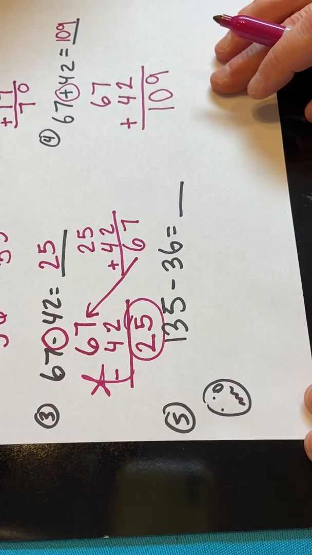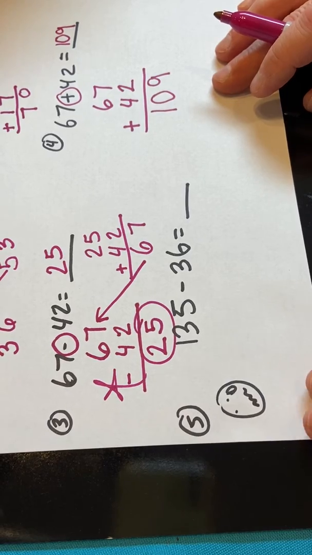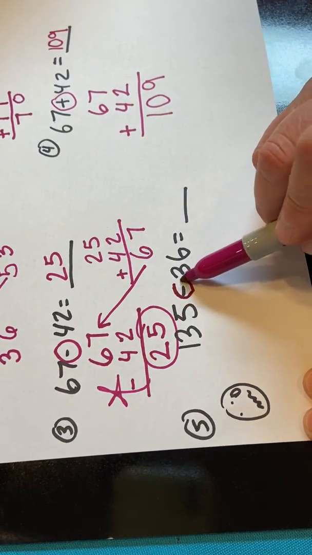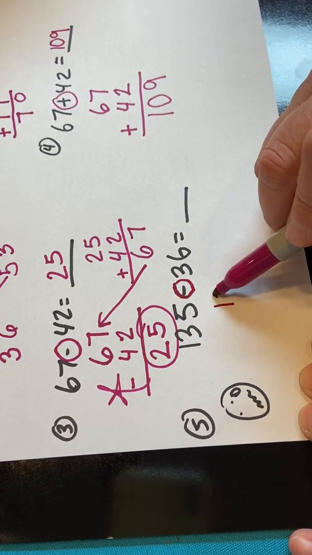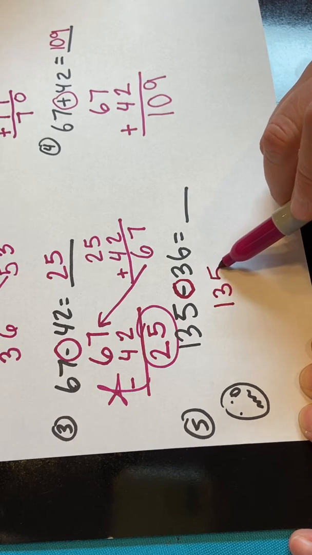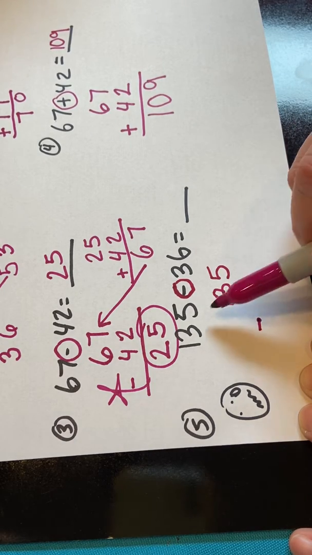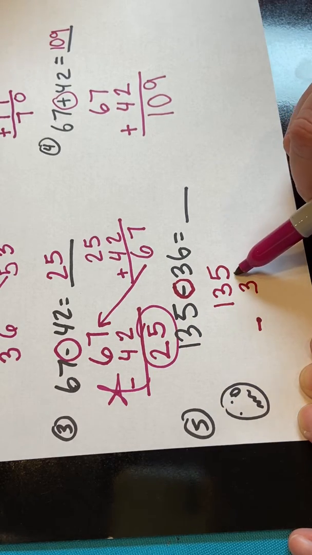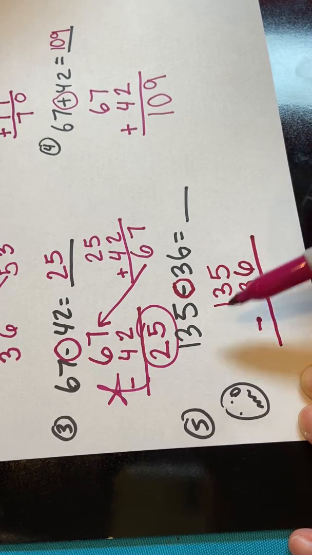The crying problem. I hope you didn't cry too hard over this one. Let's go ahead and see what we can do. 135 minus 36. All right, we're going to set it up really carefully. We're going to subtract. Our answer should be less than 135. And you know I'm going to check this one. All right, does everything look good?